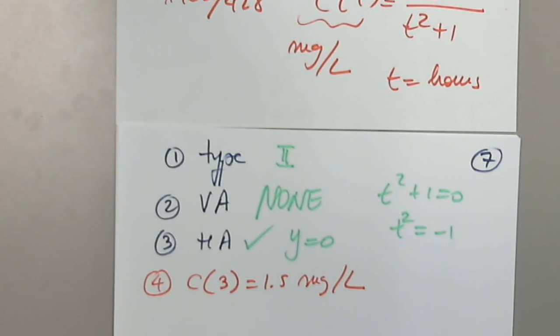Describe what this means about the drug's concentration in the patient's bloodstream as time increases. So what is the horizontal asymptote? The horizontal asymptote is 0, because we expect, as we normally would, that the concentration of the medicine in somebody's bloodstream will go back to 0. That's it.